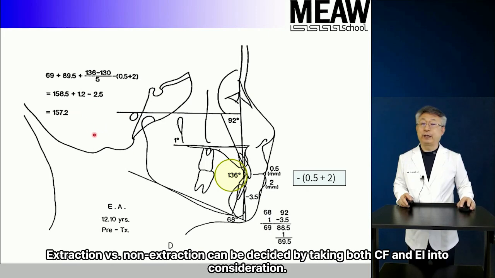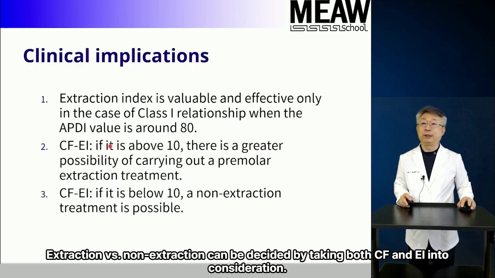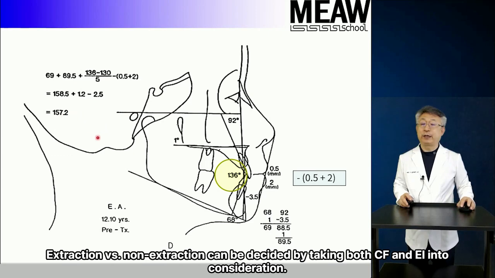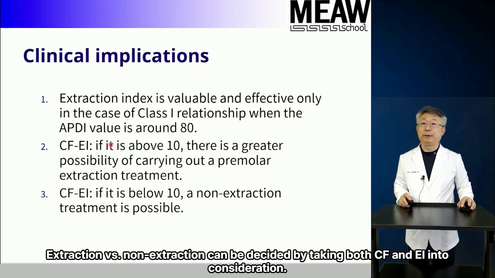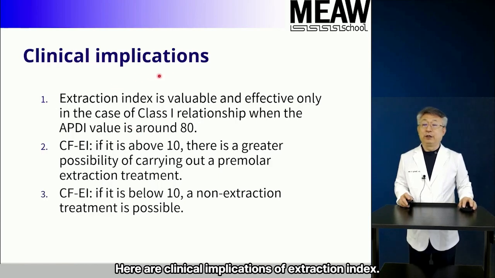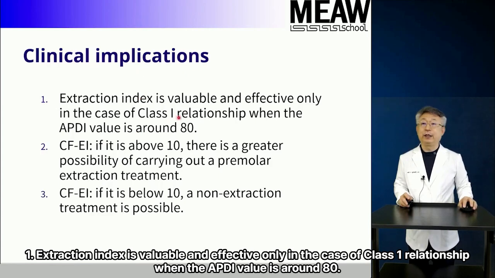Extraction versus non-extraction can be decided by taking both CF and EI into consideration. Here are clinical implications of extraction index. One, extraction index is valuable and effective only in the case of class 1 relationship when the APDI value is around 80.